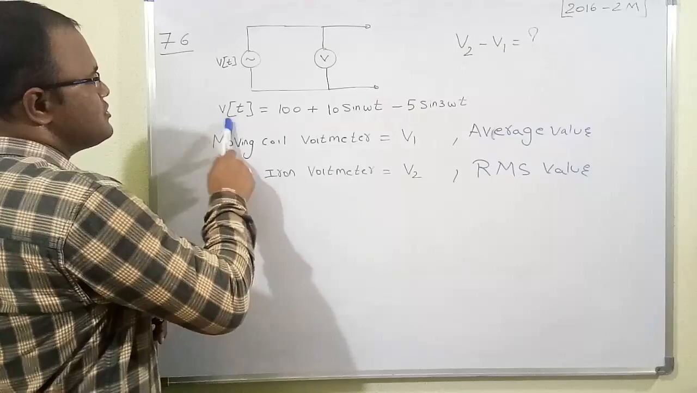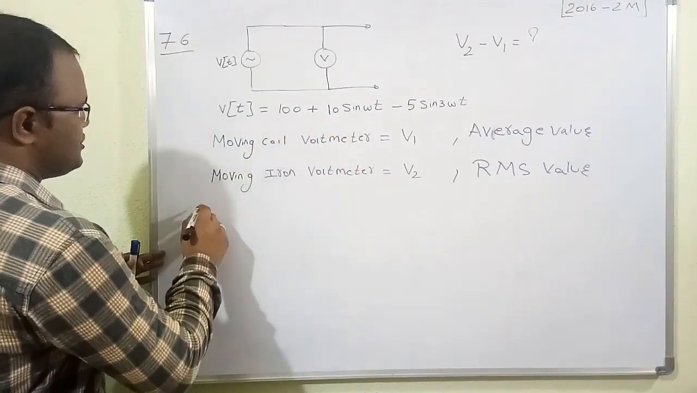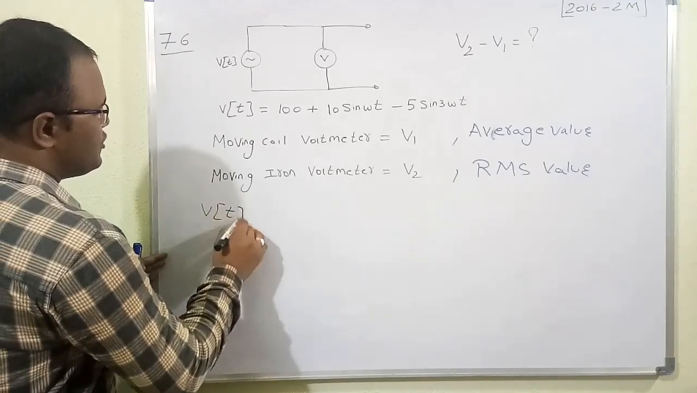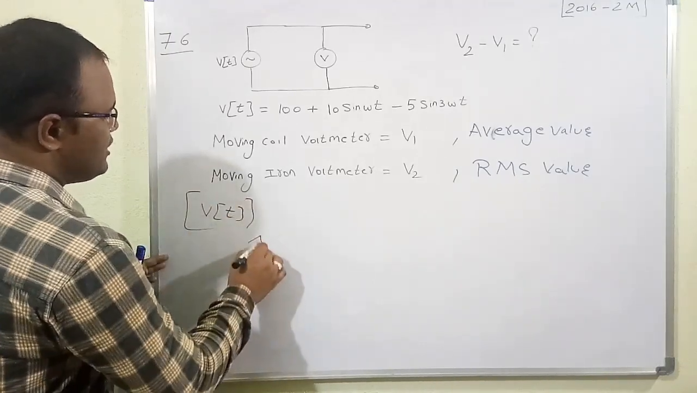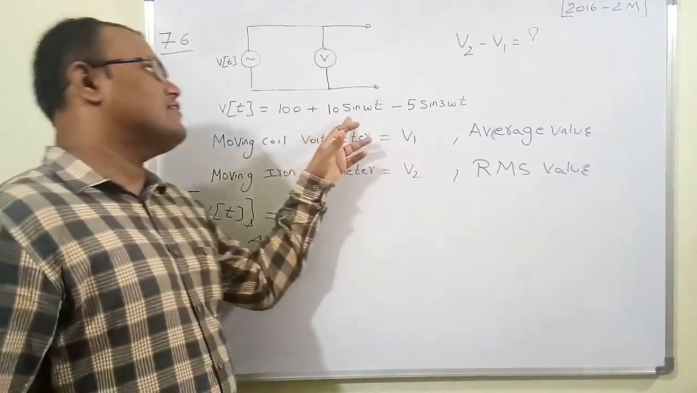So therefore, this is the voltage, right? So we need to figure out the average value of the voltage. V of t, we need to find the average value. We need to find the average of the V of t. So therefore, average of sin omega t.